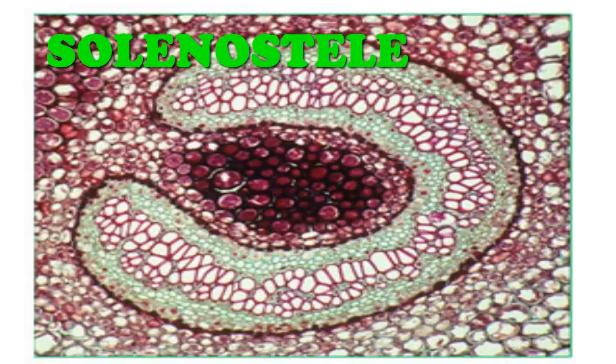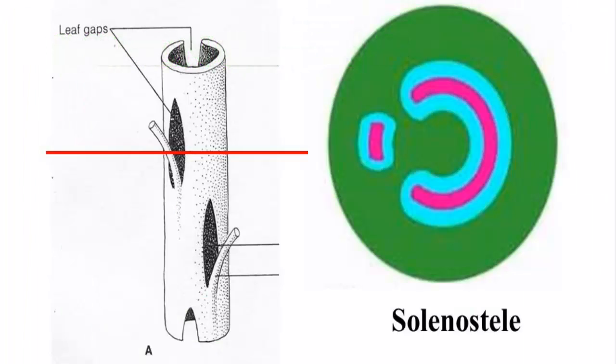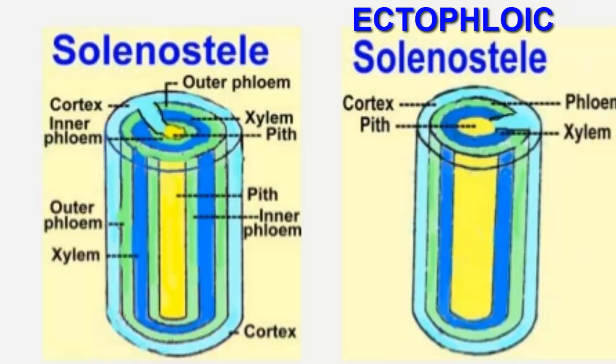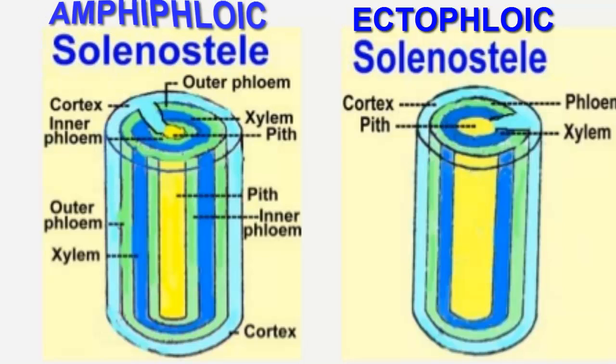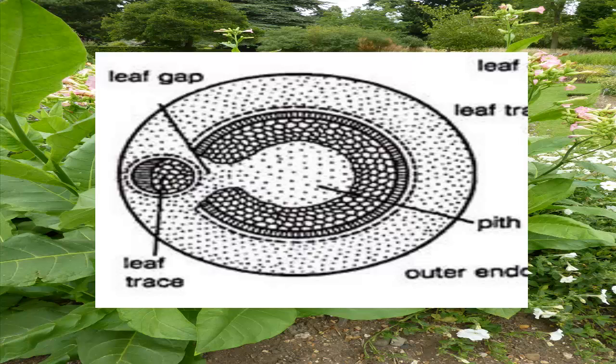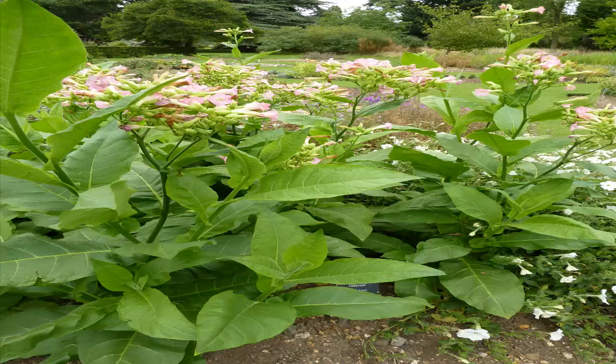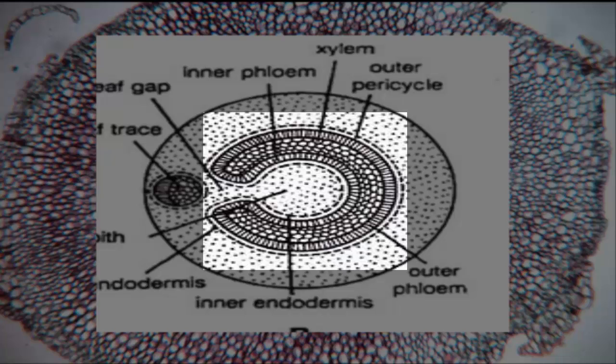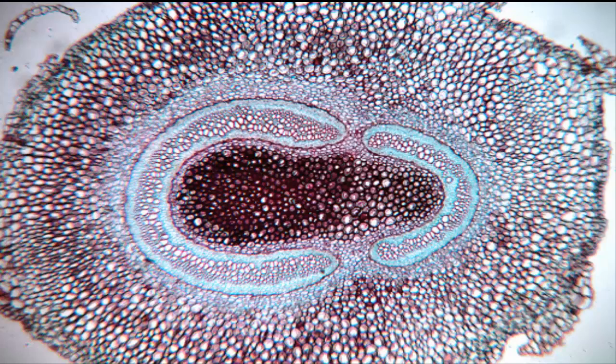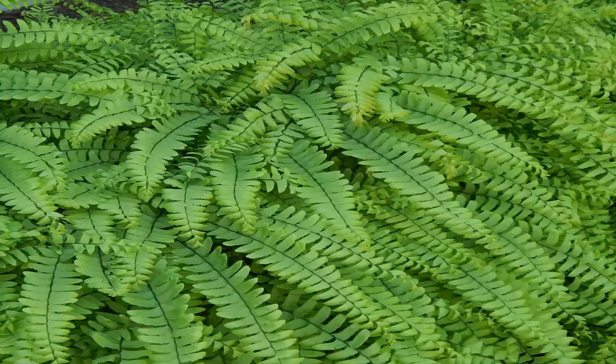Solenostele. The stele is perforated at a place or places corresponding to the origin of the leaf trace. It is of two types, ectophloic solenostele and amphiphloic solenostele. In ectophloic solenostele, phloem is present only on the outer side. Example, Nicotiana. In amphiphloic solenostele, phloem is present on both sides of the xylem. Example, Adiantum pedatum.